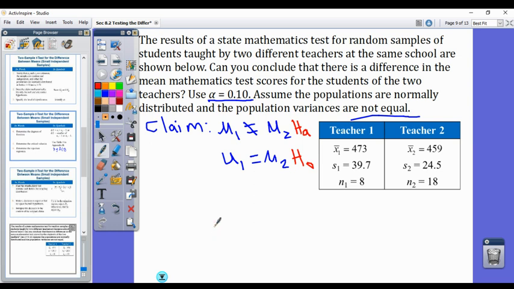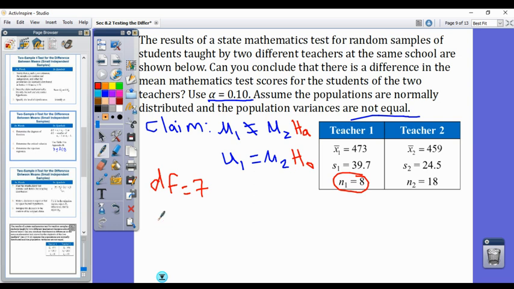Okay, so in this case, they told me that my variances are not equal. So when my variances are not equal, we need to use our smaller n to determine our degrees of freedom. So in this case, the smaller n here is from this first teacher, which is 8. That's a super small class, isn't it? So my degrees of freedom is going to be 7 because I'm going to do 8 minus 1.